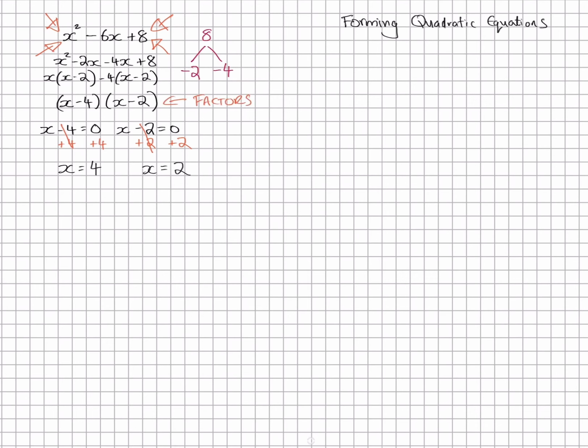And then we figured out what x is equal to in each of the factors. So in quadratic equations, we have two values for x. We have two numbers for x. So our value is 4 and our value is 2. Now in maths, we call these the roots, okay? The roots of a quadratic equation. So 4 and 2 are the roots of a quadratic equation.